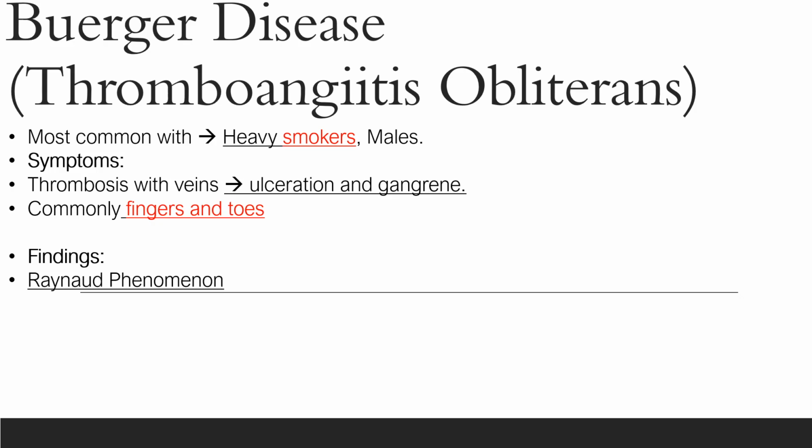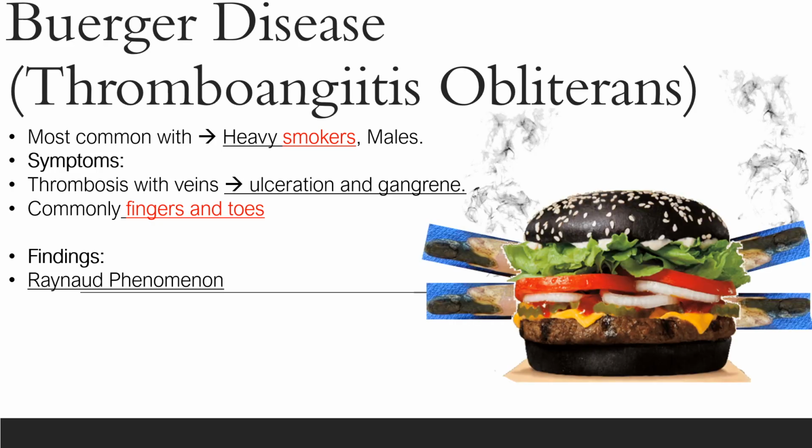And so the picture I have for this is this. So this is a burger, because it's Berger disease, and as you can see, you have these fingers that are necrotic with gangrene coming out of the burger. So imagine eating a burger with fingers coming out, and then I added smoke to it, because it's from heavy smokers.